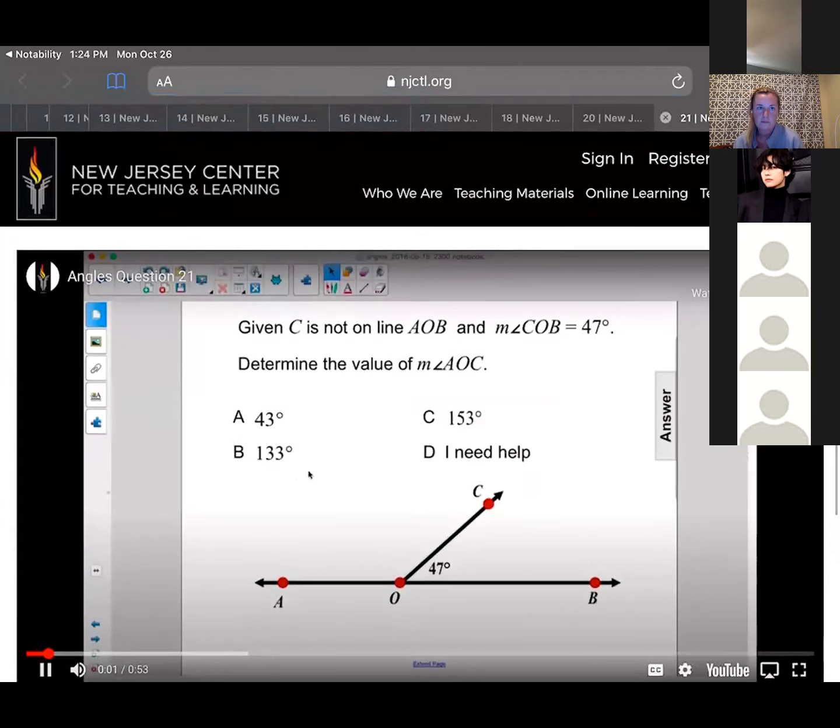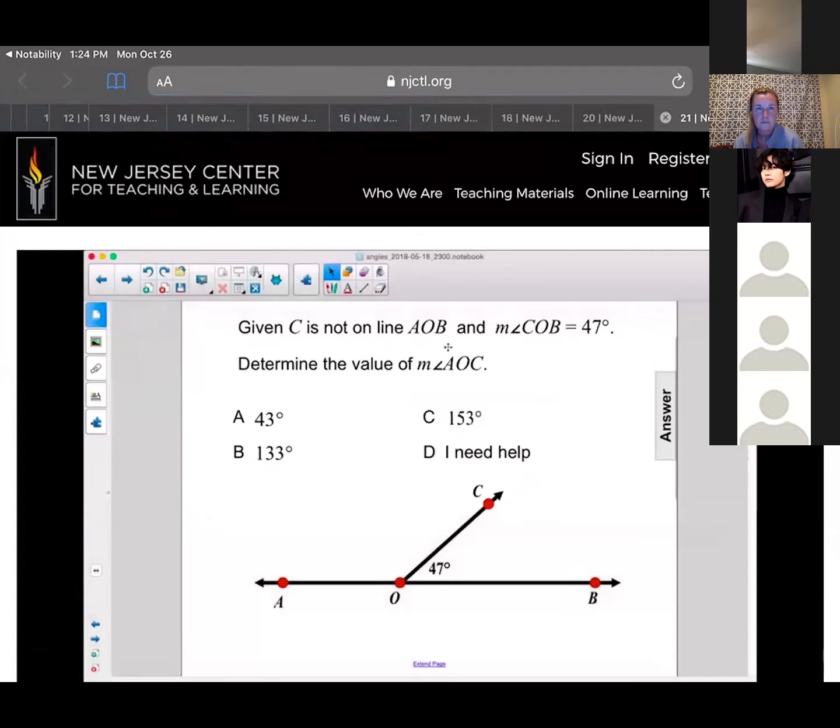Given C is not on a line AOB, and the measurement of the angle COB equals 47 degrees here, determine the value of the measurement of angle AOC here.